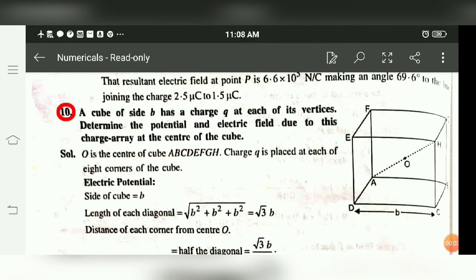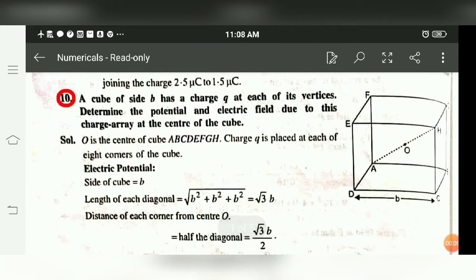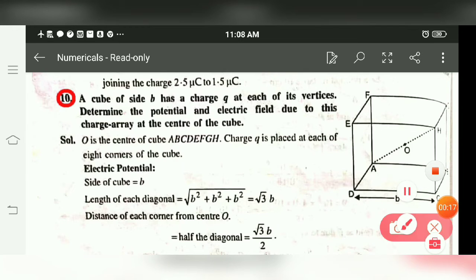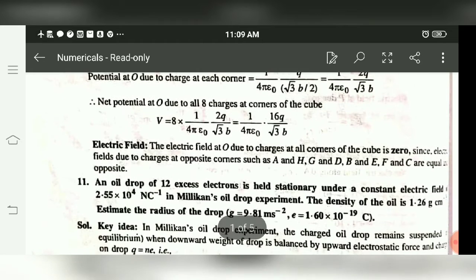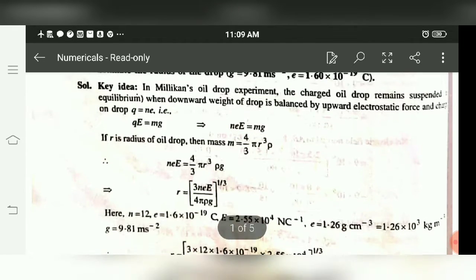Hello everyone. Let's start our video today with numericals related to electric potential and the different topics that we have already covered. First question: a cube of side b has charge Q at each of its vertices. Determine the electric potential due to this charge array at the center of the cube. We have to find the potential at the center of the cube.